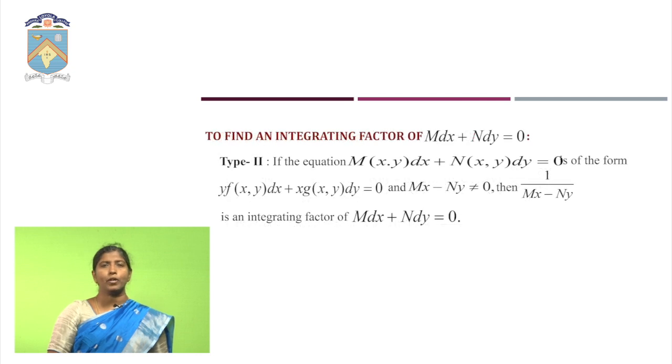Similarly, we have a number of integrating factors. That means we have 4 types of integrating factors. First of all, we have seen the homogeneous differential equation, where the integrating factor is 1 by (mx plus ny). The other integrating factors are 1 by (mx minus ny), 1 by n into (∂m/∂y minus ∂n/∂x), and 1 by m into (∂n/∂x minus ∂m/∂y). By using these integrating factors, we can make a differential equation exact.